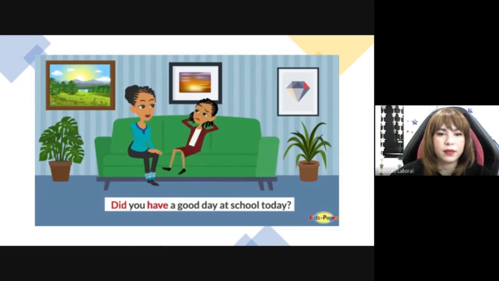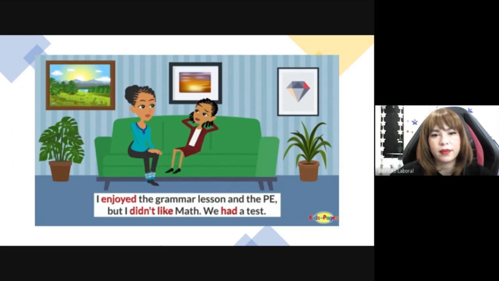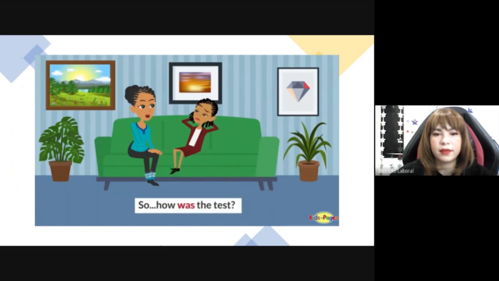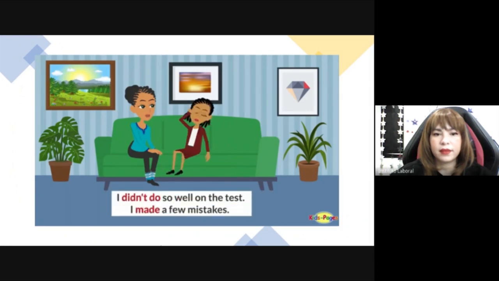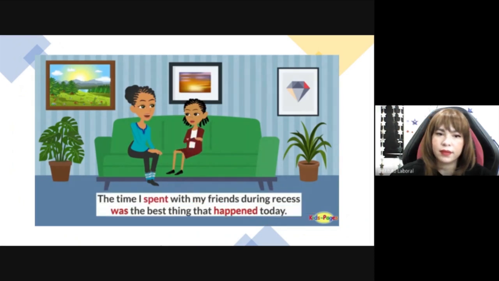Did you have a good day at school today? It was okay. Did you like the food? I enjoyed the ramen. We had a test. I didn't do so bad. I made a few mistakes. What was the best thing that happened at school today? The time I spent with my friends during recess was the best thing that happened today.